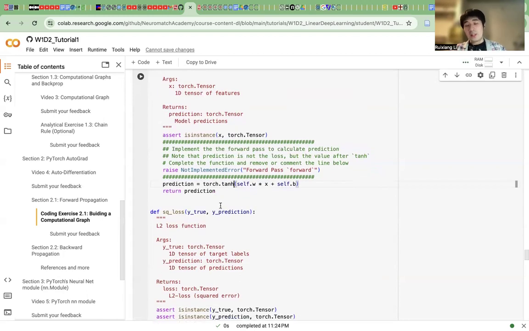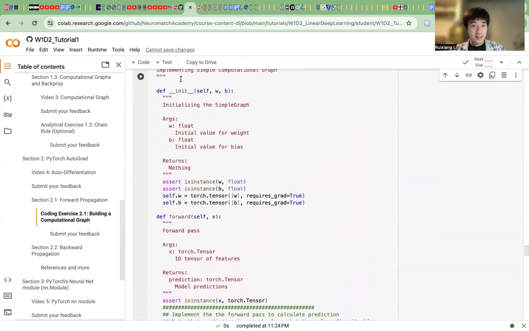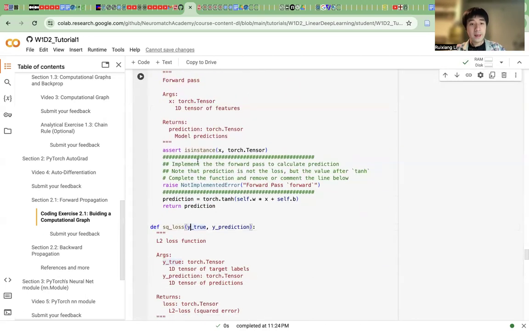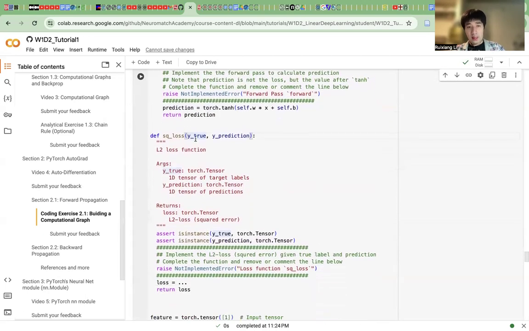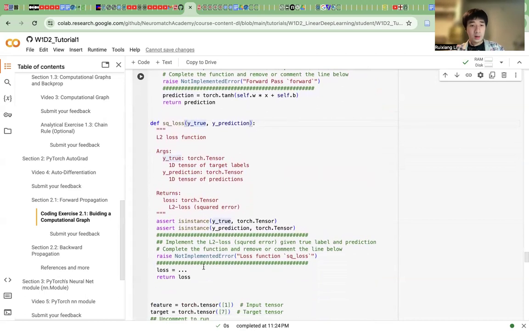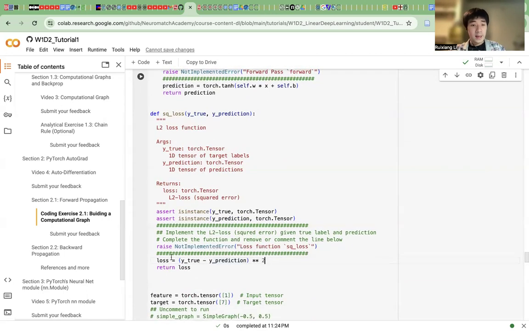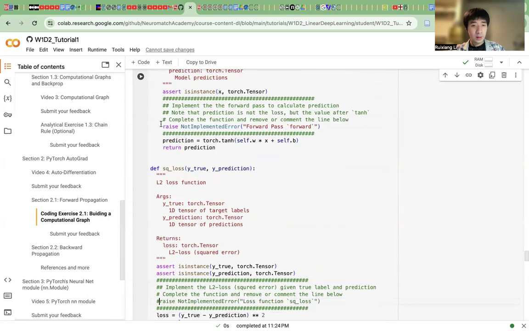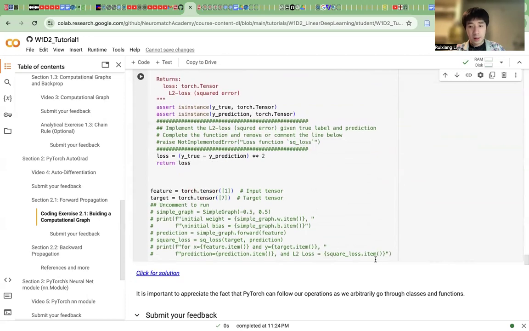But remember, this prediction is the predicted y. It's not the loss itself. The loss is captured by this function, which is outside the class SimpleGraph. Given the true label y and the predicted y, our loss is simply calculated as the difference between the two to the power of 2. That's the square loss. Now we can comment out all the raised code and uncomment this part to run the code.